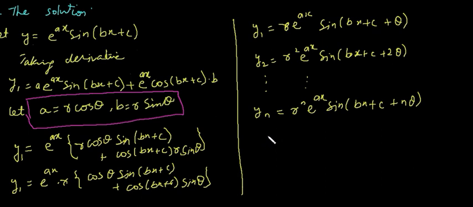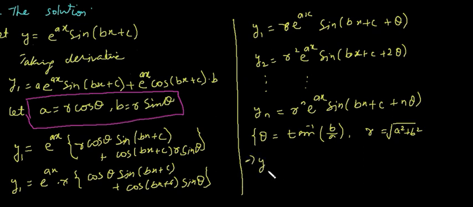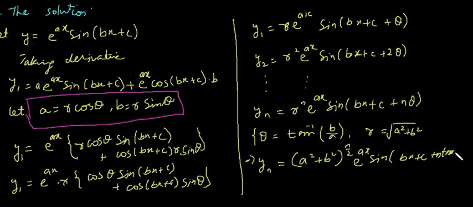Now to place the value of theta, from this theta will be equal to tan inverse of b upon a, and also r is equal to square root of a square plus b square. So substitute these values into the formula, you will get yn will be equal to a square plus b square whole power n upon 2, and then exponential of ax sine bx plus c plus n into tan inverse of b upon a. And that is the formula we have used in our problem for finding the nth derivative.